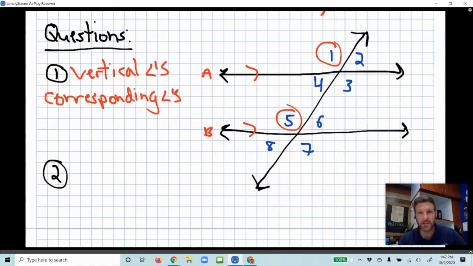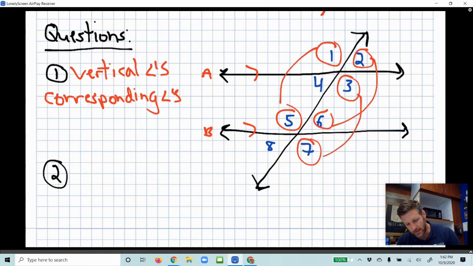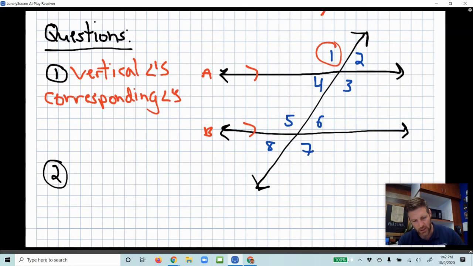So 1 and 5 are the same. 3 corresponds to 7. They would be the same. 2 corresponds to 6. They're the same. I'm not saying all these angles are the same, but each pair that I'm circling that is corresponding, 4 and 8 also, they are all congruent. So immediately, if I have parallel lines, I know that a bunch of these angles are congruent to each other.